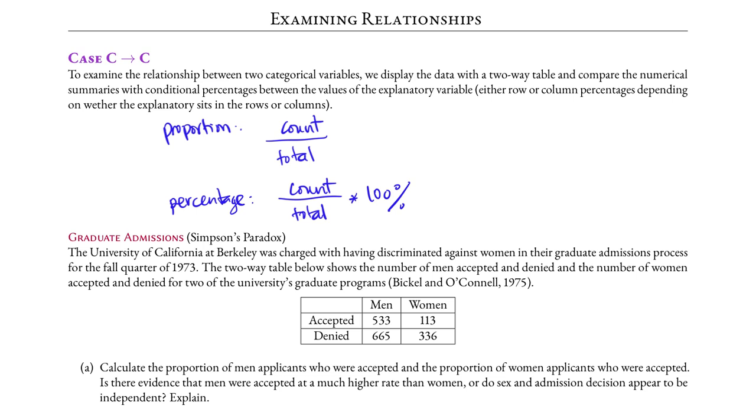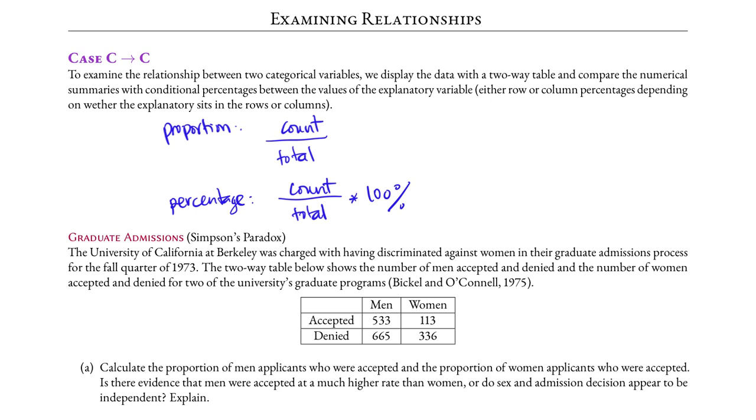The two-way table below shows the number of men accepted and denied, and the number of women accepted and denied for two of the university's graduate programs. This is the study from Bickel and Hammel, 1975. We are examining the relationship between gender, in this case men and women, the gender categorical variable, and whether they are accepted or denied. This is also a categorical variable. And so this is the relationship between two categorical variables.